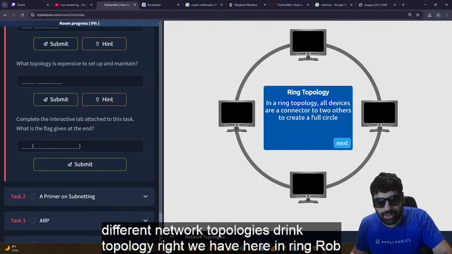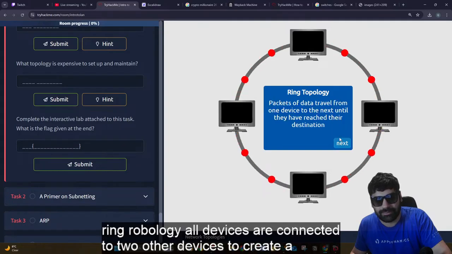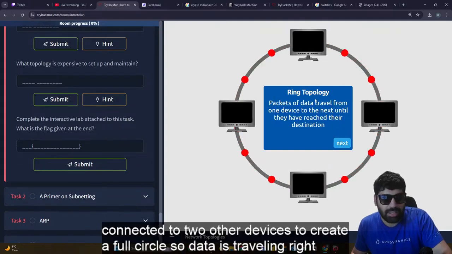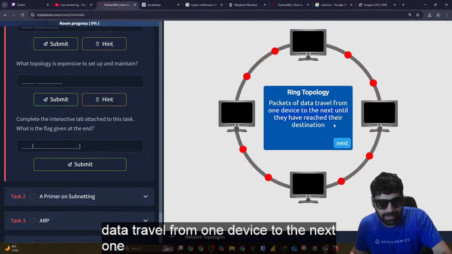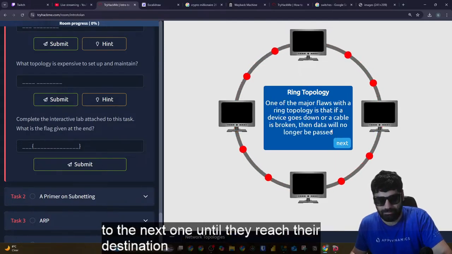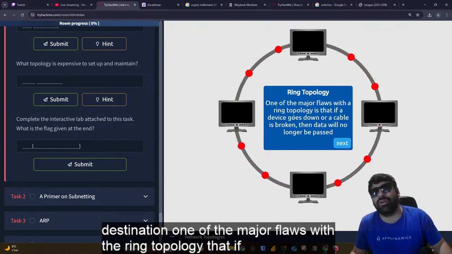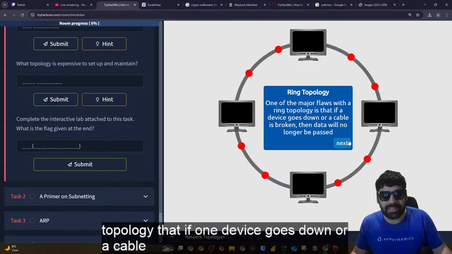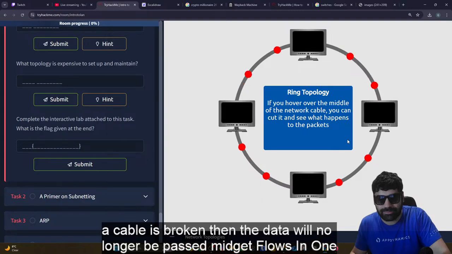In ring topology, all devices are connected to two other devices to create a full circle. So data is traveling, right? Packets of data travel from one device to the next one until they reach their destination. One of the major flaws with the ring topology is that if one device goes down or a cable is broken, then the data will no longer be passed because it flows in one direction only.